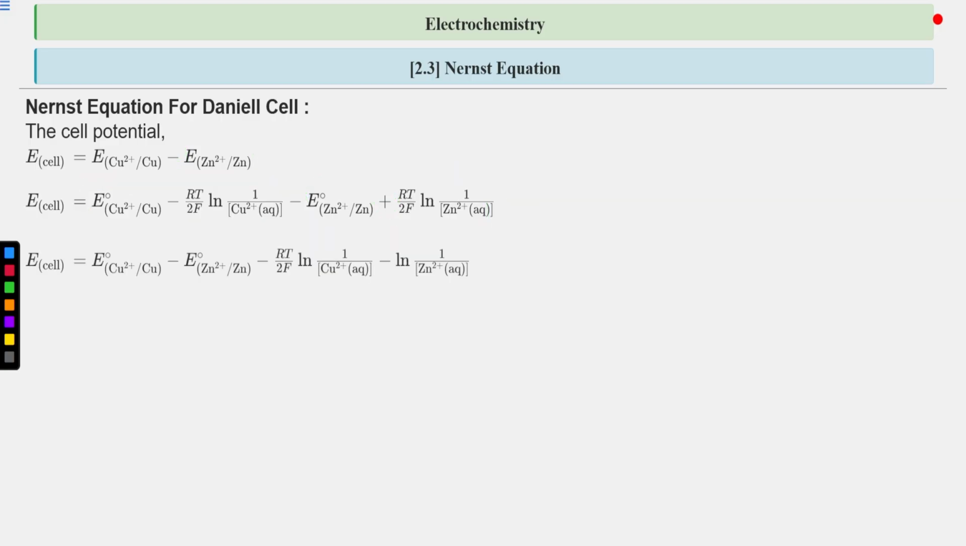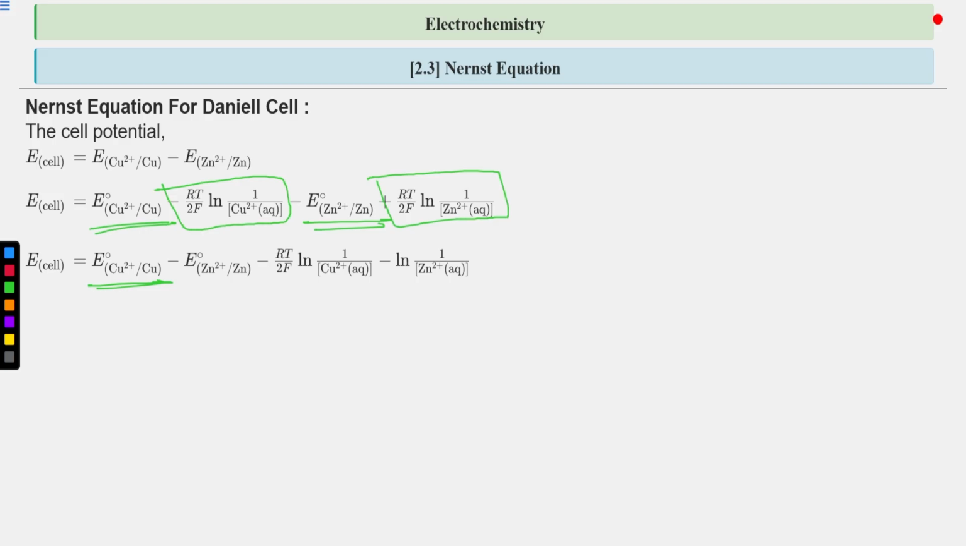Now we simplify it. How? As you know, this is the E naught value and this is the E naught value, that is the standard potential value of the electrodes. We take these two together: E naught of copper 2 plus to copper minus E naught of zinc 2 plus to zinc. They both are coming together. Now the remaining values are minus of RT by 2F ln 1 upon copper 2 plus concentration, and plus of RT by 2F ln 1 upon zinc 2 plus concentration. Right, the remaining are these.